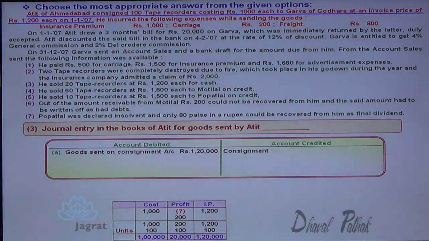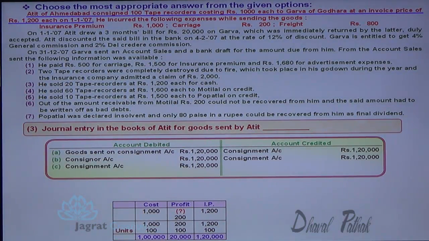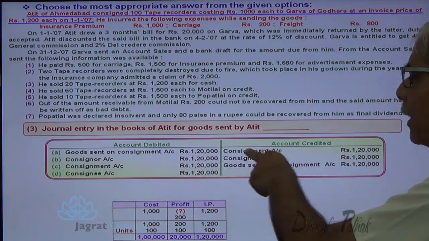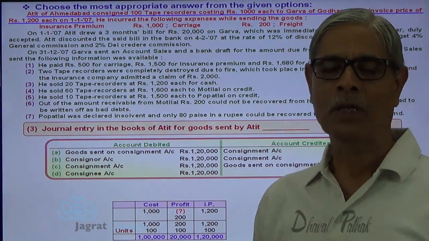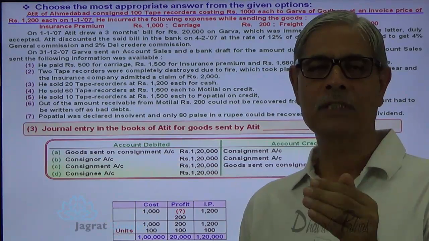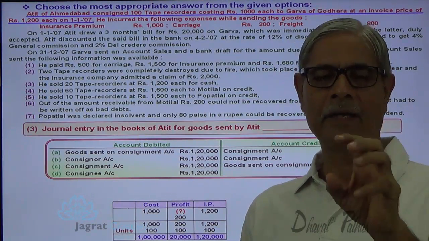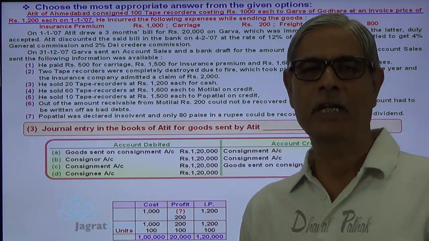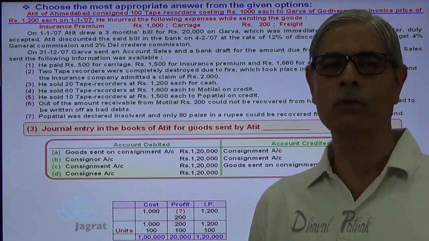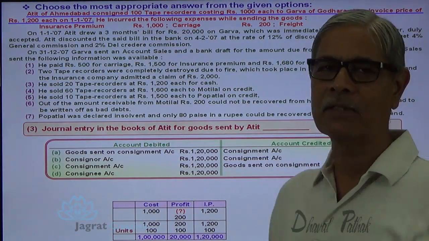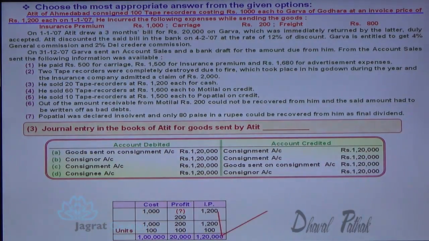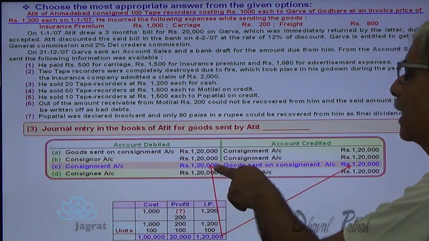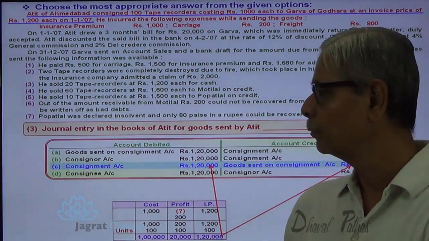Now as I told you, these are the 4 options given to you. Goods sent on consignment account debit to consignment account credit? No. When the goods are sent, we have given the goods for a consignment function. Consignment is an activity wherein goods are sold at a profit through an agent. And when the goods are sent for that activity, the consignment account is to be debited. When the goods are sent, 1,20,000 is to be recorded at the invoice price. So consignment account debit to goods sent on consignment account credit is the correct option. Consignment account debit 1,20,000 to goods sent on consignment account credit 1,20,000. This is the correct option.